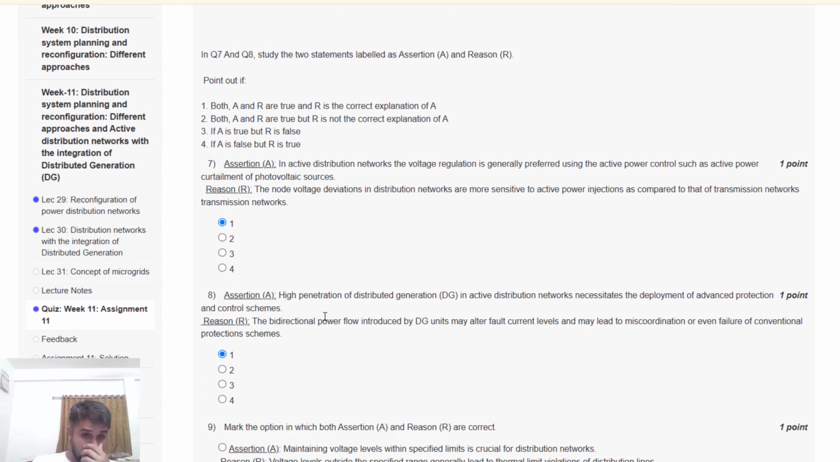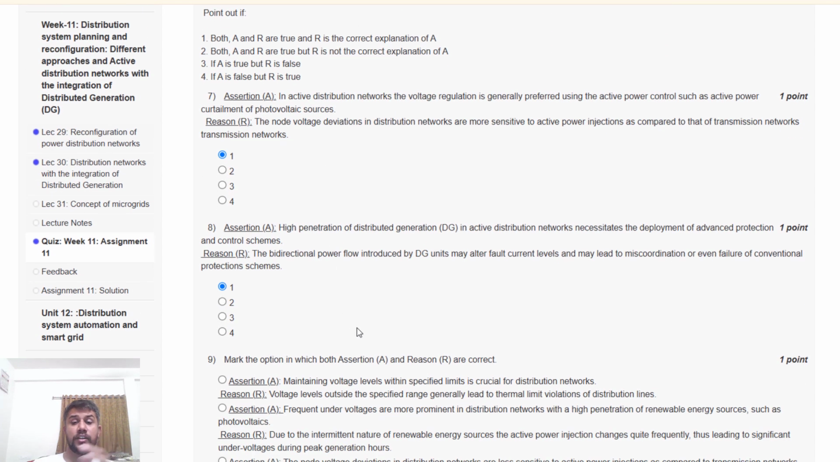Now the 8th, high penetration of distributed generation in active distribution network necessitates the deployment of advanced protection and control schemes. The reason is the bidirectional power flow introduced by DG units may alter fault current levels and may lead to miscoordination or even failure of conventional protection schemes. So the reason is correct for the assertion A. So option 1 is correct in this case.